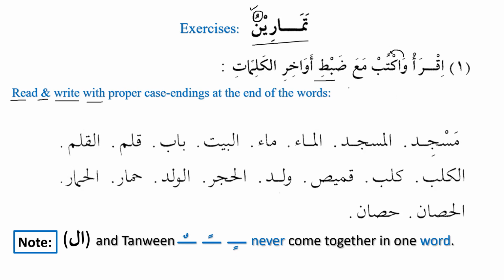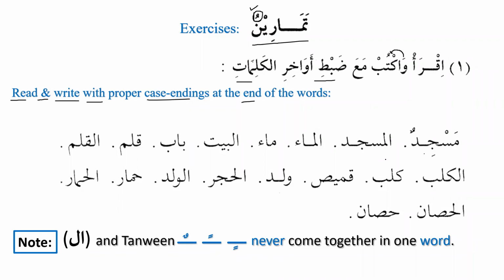Dabti, dabata yadbitu, dabtan is basically to fix something, and here it refers to the case endings. Awakhiri, the end, al-kalimati, of the words. So what we have to do now is put the proper case endings of the nouns. Masjidun, so what should be the ending of masjid? Should I put tanween over there? Excellent, masjidun, very good. So we will put dammatan over there.